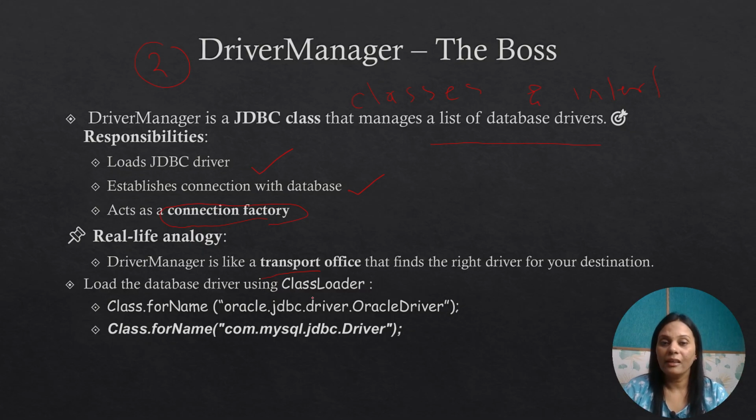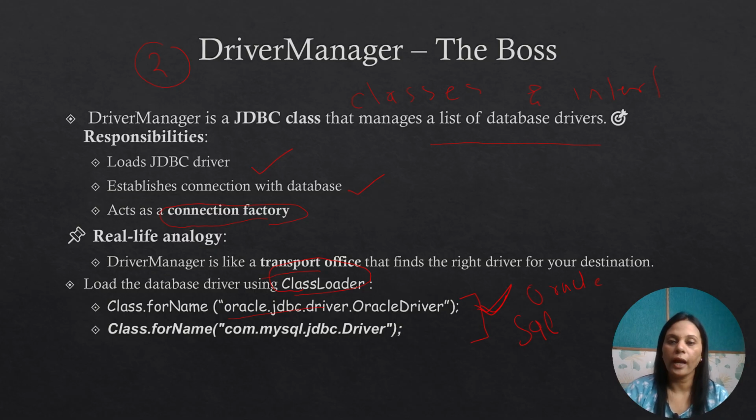Now this DriverManager takes help of the class loader for loading the drivers. This is actually the line which we will be writing in our program. We will be writing Class.forName, and here we write the name of the driver which we want to load. If you are writing for Oracle, then you have to write the driver name for Oracle. If you are writing for SQL, then you have to write the driver name for SQL. So here you need to use Class.forName.